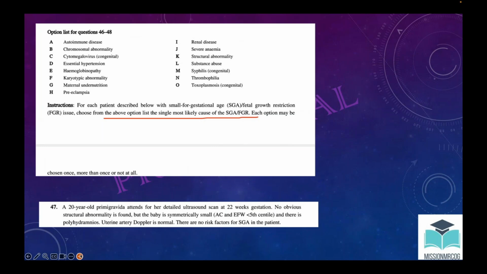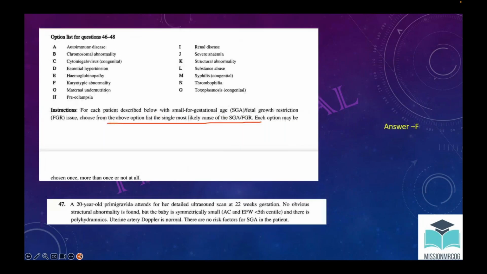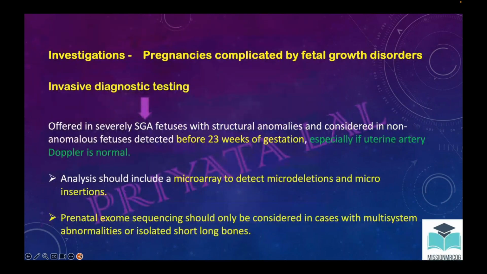So here, 22 weeks of pregnancy, no structural anomaly, baby small, polyhydramnios, uterine artery Doppler, no risk factor in SGA. Karyotype, yes, karyotype is the answer. So this is from the new guideline. Before 23 weeks, if no structural anomaly, uterine artery Doppler, if baby has SGA, consideration for invasive testing.